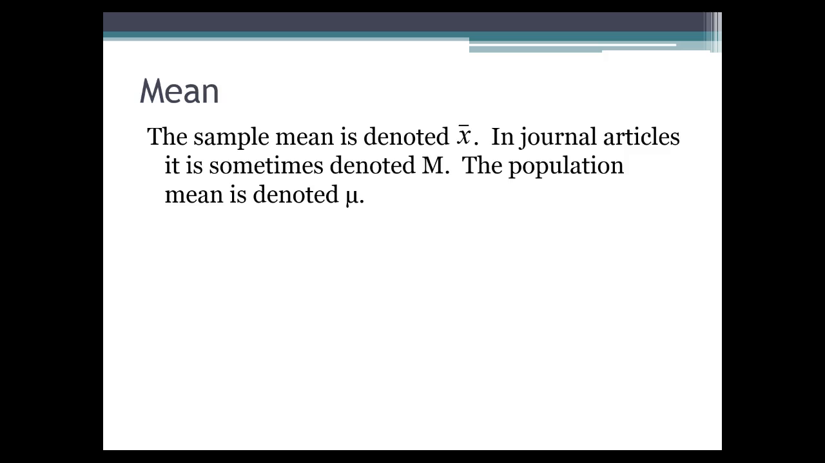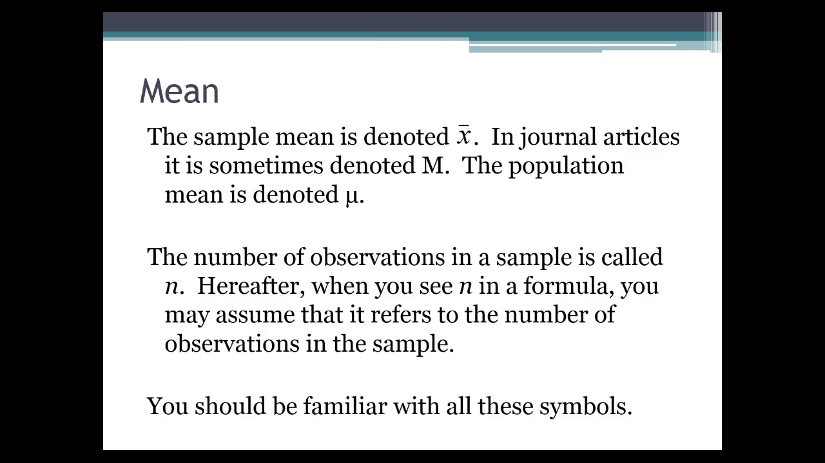Okay, so notation-wise, the sample mean is x with a bar over it, and we call it x bar. Sometimes you'll see it denoted with a capital M, but the population mean is this lowercase Greek letter mu. So x bar for the sample mean, mu for the population mean. Those are the two big ones, but I want you to be ready in case you see the capital M for the sample mean as well. Number of observations in a sample is lowercase n, sometimes capital N. But for the rest of the course, whenever you see n in a formula, that refers to the sample size.